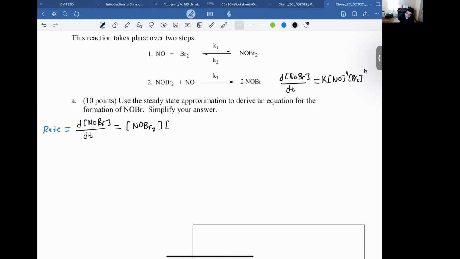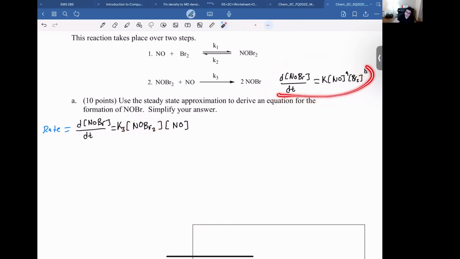And I forgot a K. This is K3, for the formation going forwards, times the concentration of NO to the first power because of the coefficient of 1. I just told you a second ago that I only want this in terms of nitrogen monoxide and Br2. Here, I have NOBr2. This does not show up in the rate that I want.